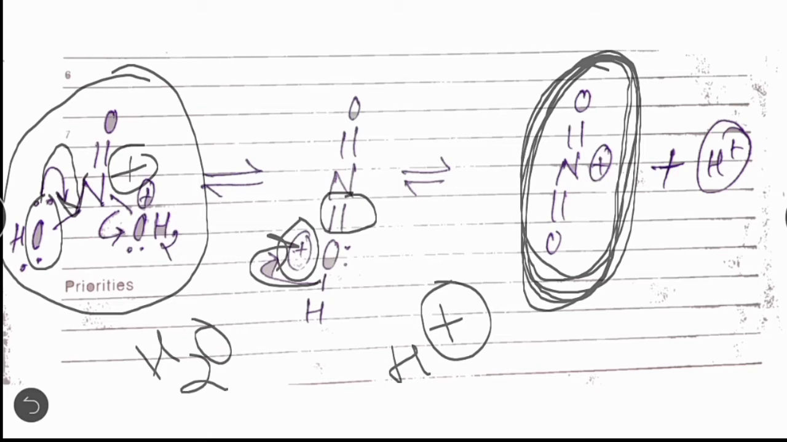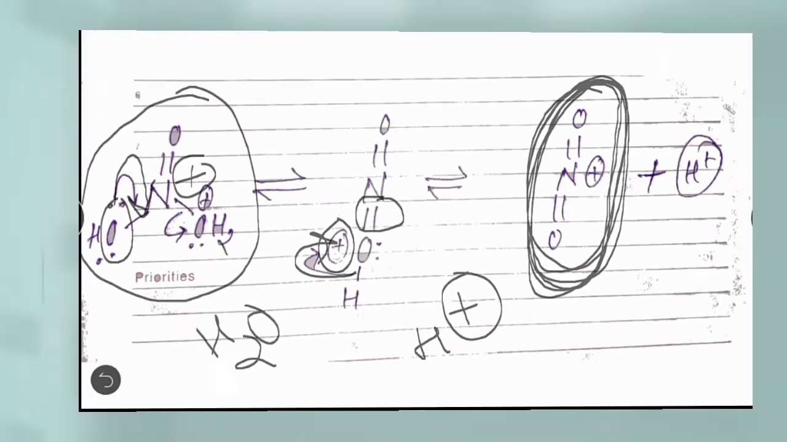Now this generated nitronium ion will go to benzene and attack its pi bond and form the resonating structures, that is the sigma complex, and then after deprotonation of that sigma complex, we will get our nitro compound.